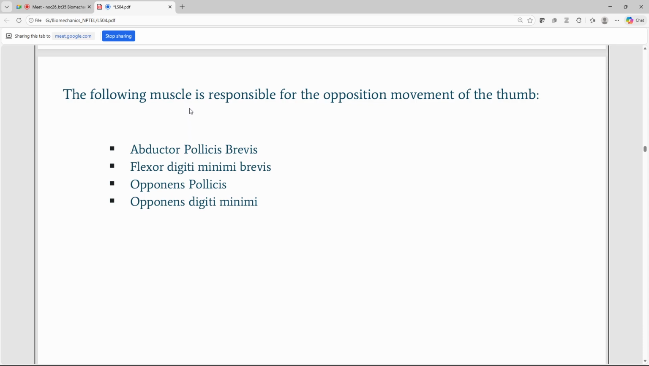Next question. The following muscle is responsible for the opposition movement of the thumb. This we have seen in another form in one of our previous questions. We were discussing the same concept in the opposite way, so here the question is just reversed. Name the muscle. The options are abductor pollicis brevis, flexor digiti minimi brevis, opponens pollicis, opponens digiti minimi.